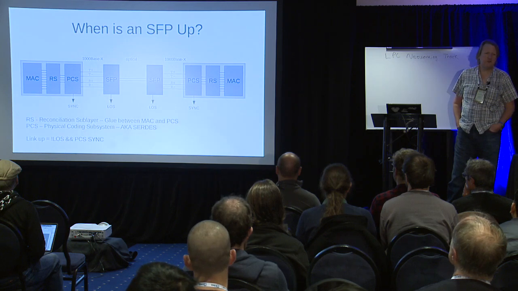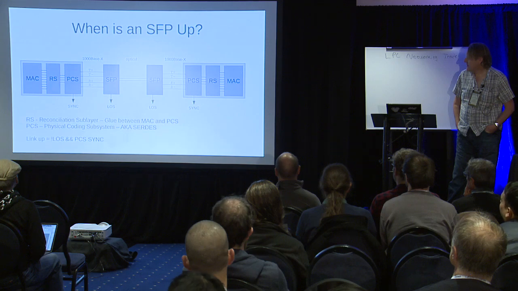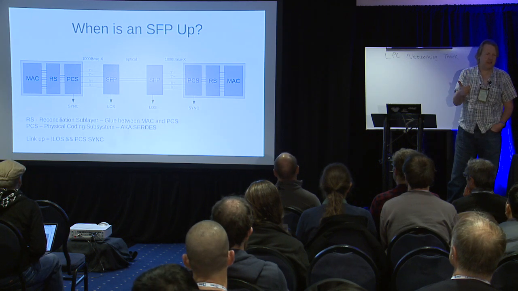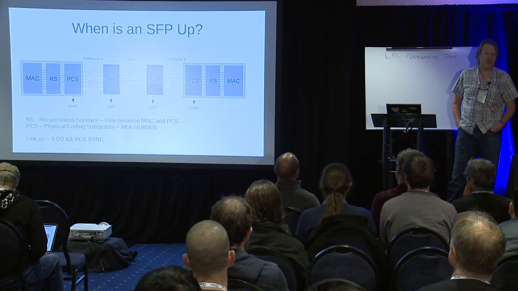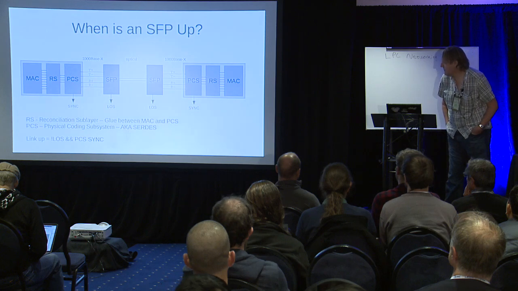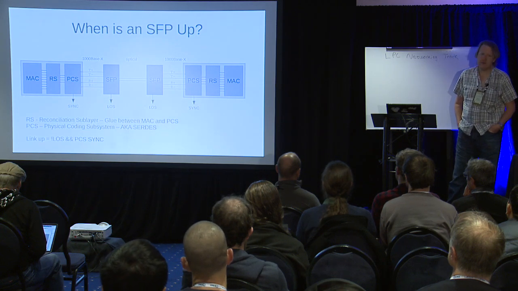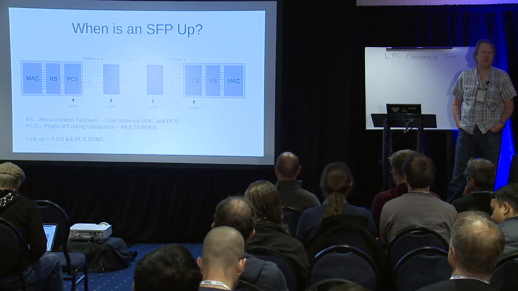To determine that you've got a link end to end, firstly, loss of signal has to be false, i.e., there's some sort of light coming in, although it won't tell you much about the light, it's just the right wavelength. And the PCS has to say, I've got sync, there's a clock signal there, I understand the basic bit stream.